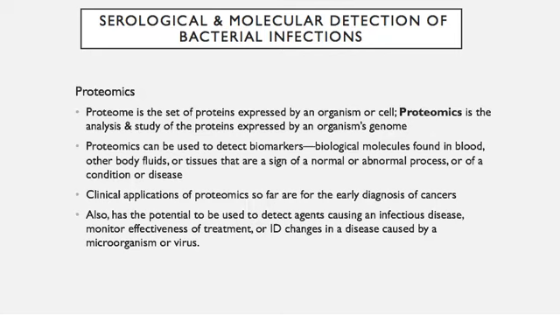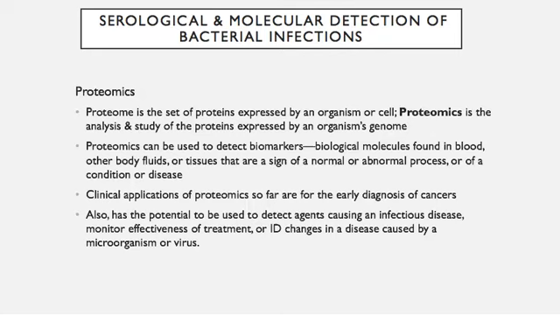Okay, proteomics. So a proteome is the set of proteins expressed by an organism or a cell. Proteomics is the analysis and study of the proteins expressed by an organism's genome. Proteomics can be used to detect biomarkers, which are just biological molecules that are found in blood, other body fluids, or tissues that are signs of normal or abnormal processes or of a condition or disease.